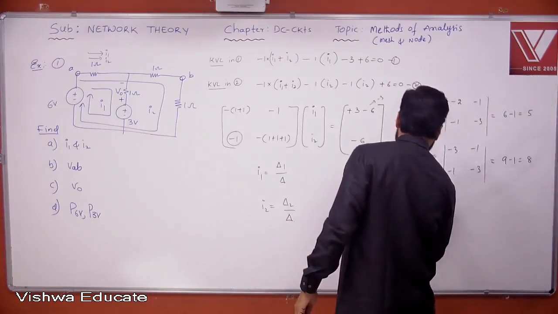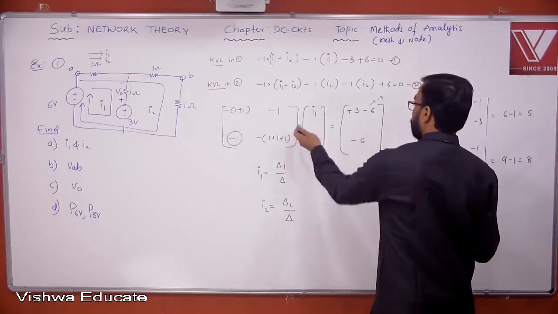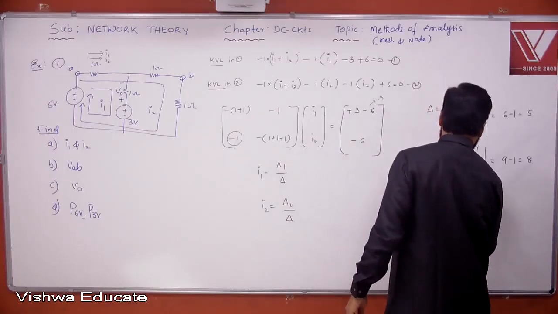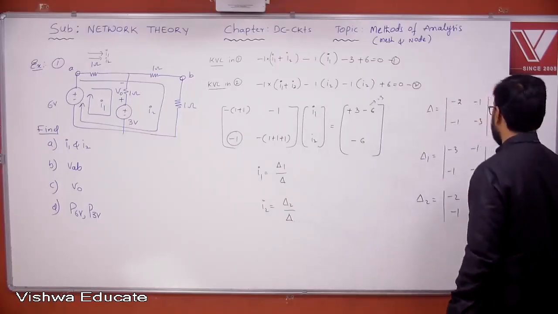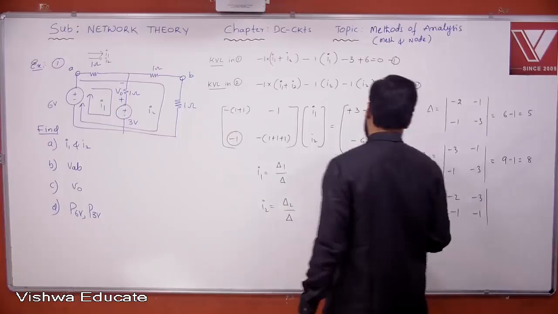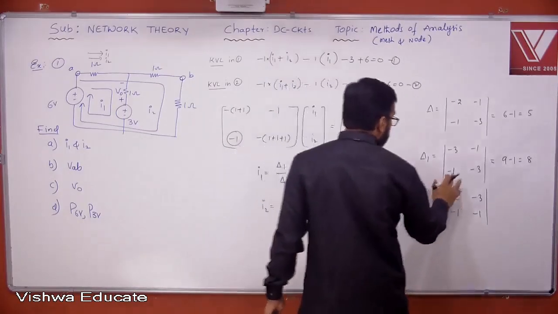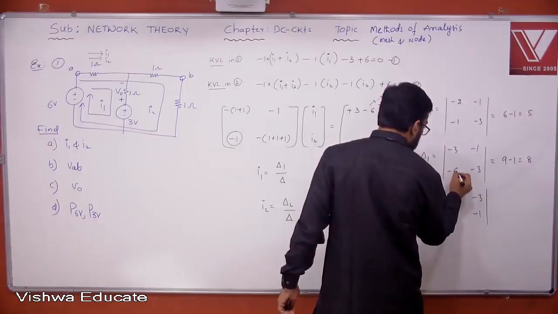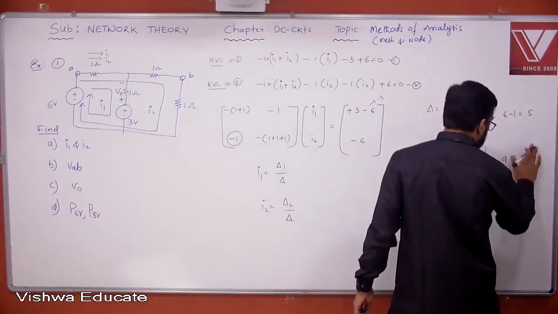Delta 2. What is delta 2? Minus 2 minus 1. You replace here. This is minus 3 minus 1. Oh, this is not, this is minus 6, right? Okay. This is minus 3 minus 6. This is minus 6 actually here. So 9 minus 6. This is 3.